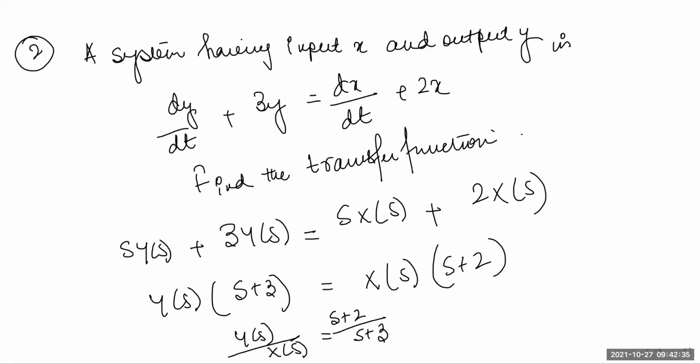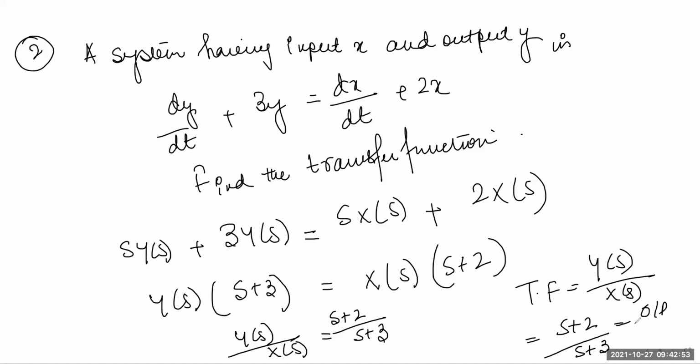So now transfer function, as I told you, it will be just very simple. TF equal to Ys by Xs. Okay, that is s plus 2 upon s plus 3. So this is my answer. Okay, output by input. Okay, so this is the way how we can solve it. I hope this much thing is clear to you all. Any question, any doubt, you can ask.